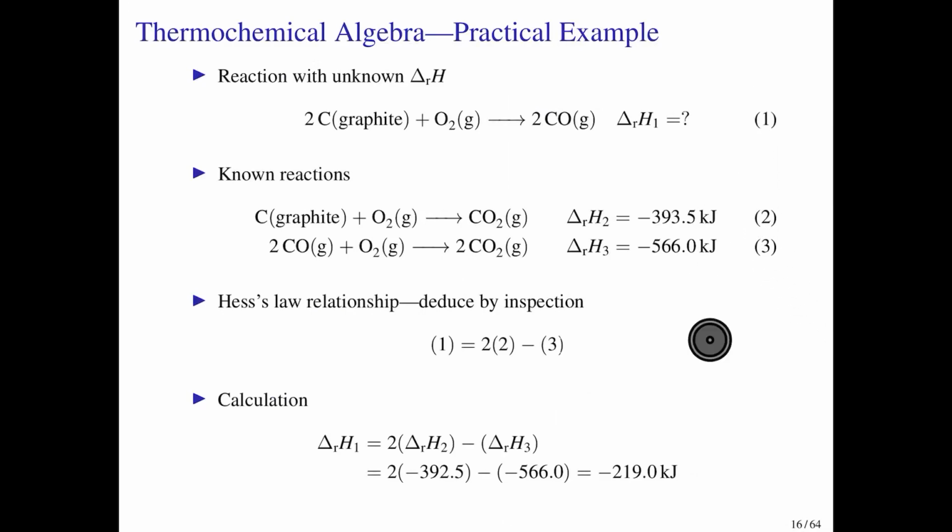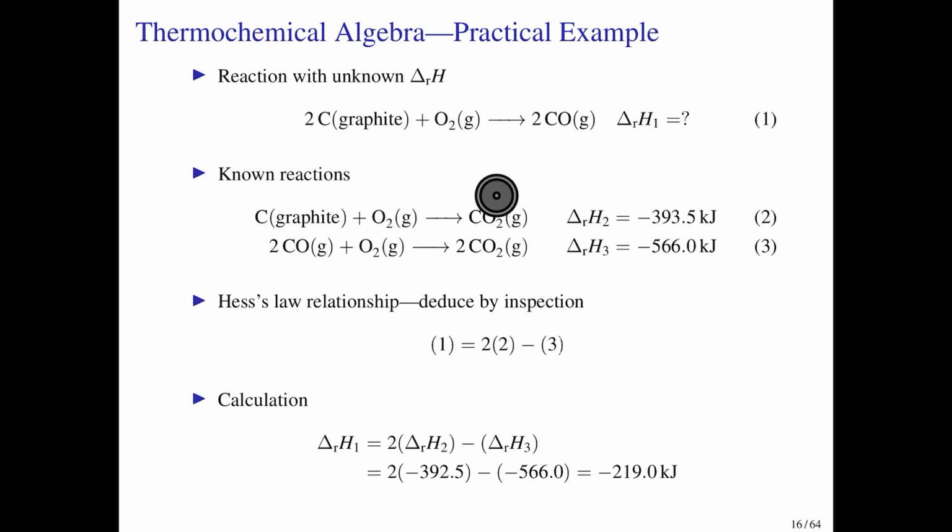Here's one that I've worked out on the slide for you. Here's a kind of practical example of Hess's law. So suppose that you're interested in the partial combustion of graphite. So you want to know what happens when you burn graphite to produce carbon monoxide. What's the delta H value for this reaction? Well, the trouble with this question is that you can't actually do this reaction in the lab. You're never going to get just carbon monoxide coming out of graphite.